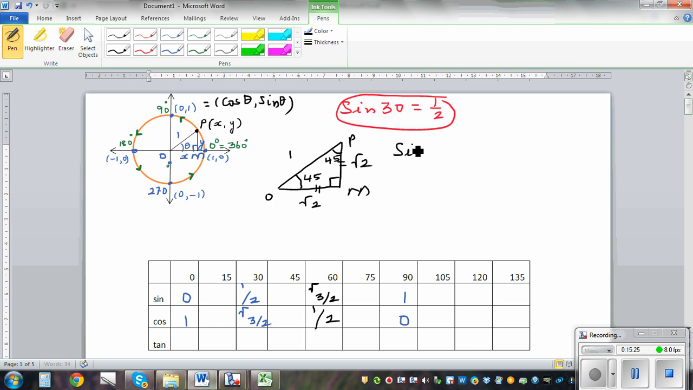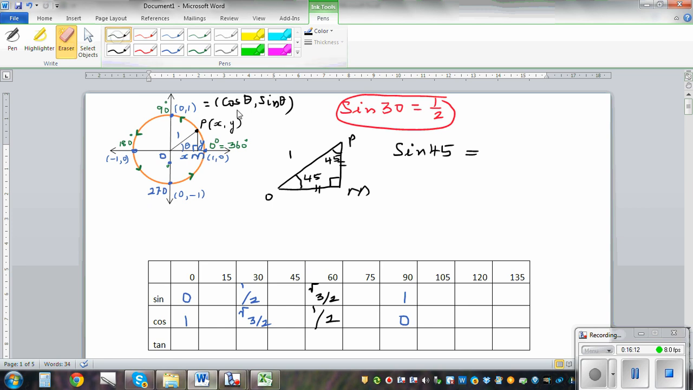So I can say sine 45 is root 2 over 1. So multiplying root 2 to both the numerator and denominator, root 2 times root 2 is going to be 2 over root 2. Am I doing something wrong? 1 over root 2, oh sorry, I made a mistake here. Always good to stop and think. I think I'm making a mistake here, so let me figure it out.